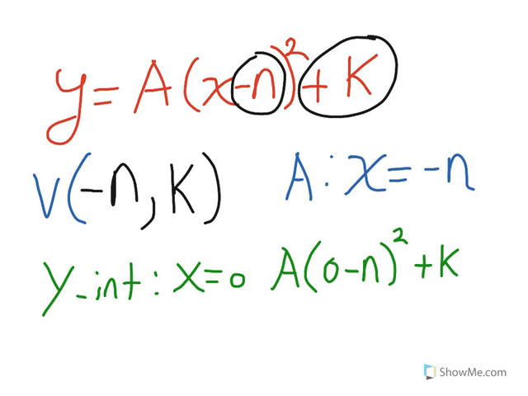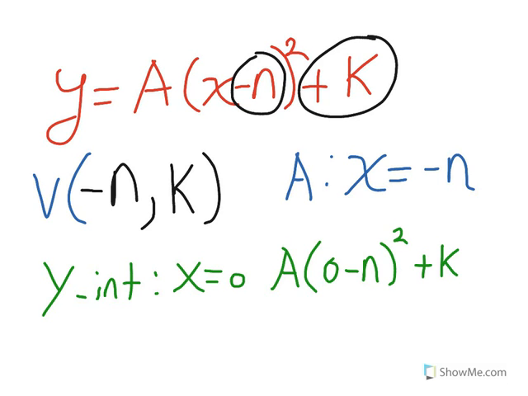Alright, the next part is vertex form. So y is equal to a times (x minus n) squared plus k. This is the form we're used to seeing when graphing. I'm not going to go over what everything does, but we're just going to go over how to find my vertex, stuff like that. So my x-value of the vertex, in this case, is going to be the negative of n. My max or minimum value is just going to be k.